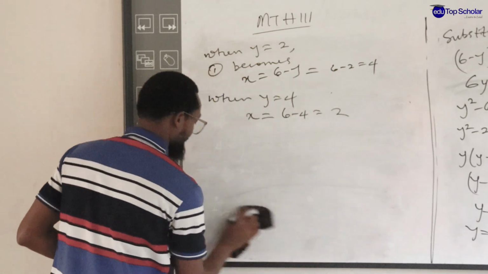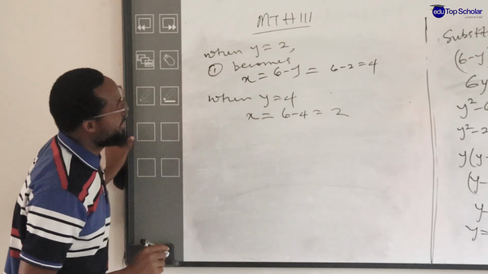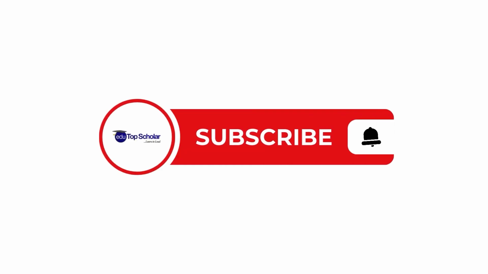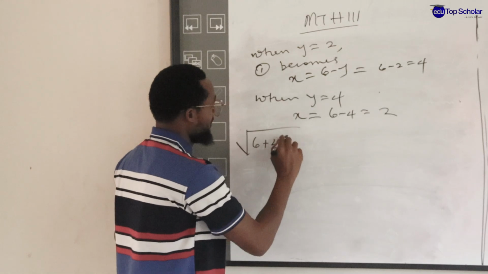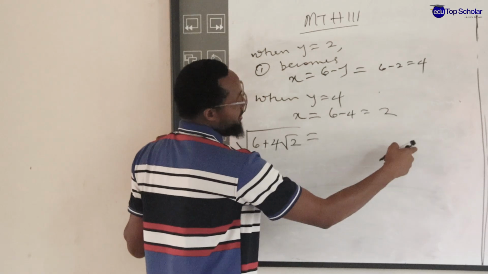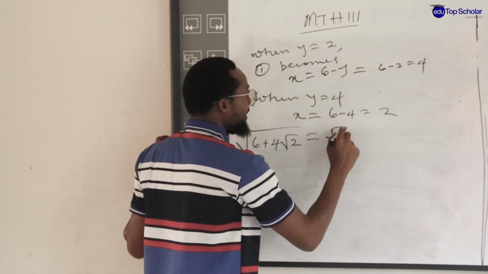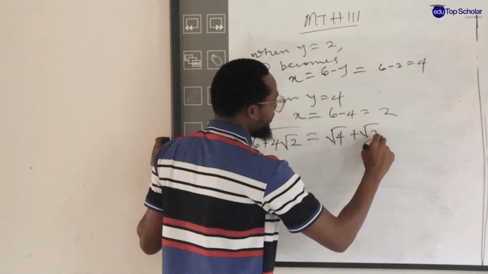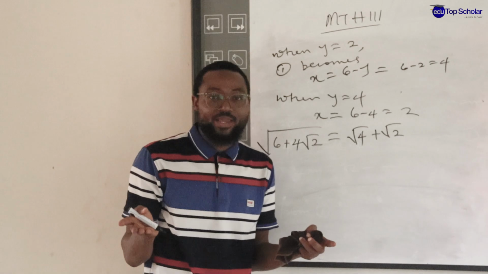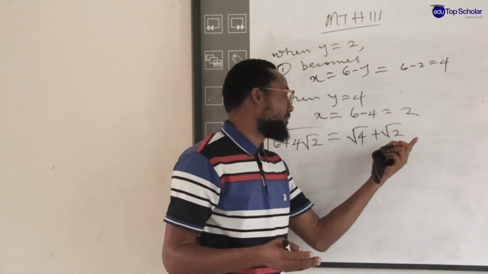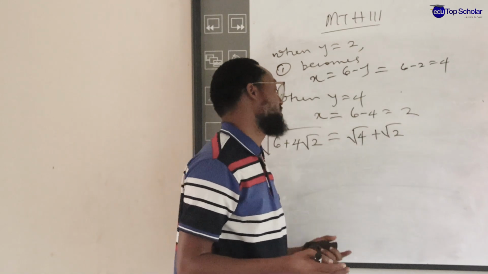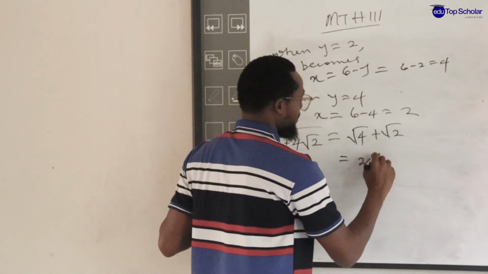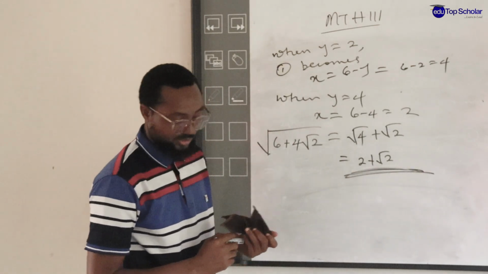Therefore, all the positive values that we can get from that are: earlier on we have 6 plus 4 root 2. This one, we say it is root x plus root y. Now, if our x is 4, that implies this will be root 4 plus root 2, because at x equals 4, our y is 2. And at y equals 4, our x is 2. So any way you pick, we have the same answer. Therefore, this will be equal to 2 plus root 2, which is the required solution.